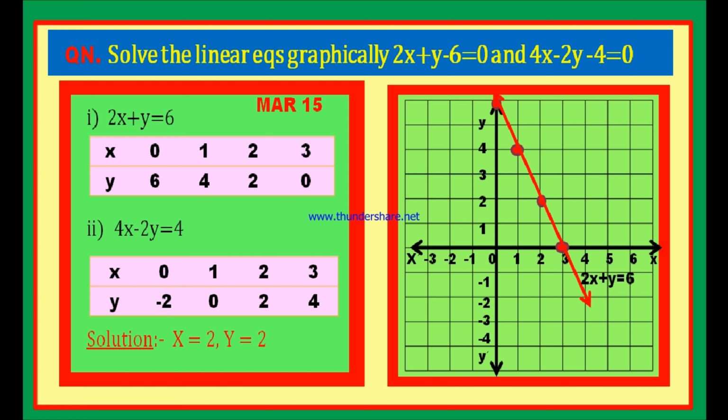Next, substitute x is equal to 1. If you substitute x is equal to 1, 4 into 1 is 4. Plus 4 on the other side, minus 4. 4 minus 4 is 0. Minus 2y is 0 and y is equal to 0.